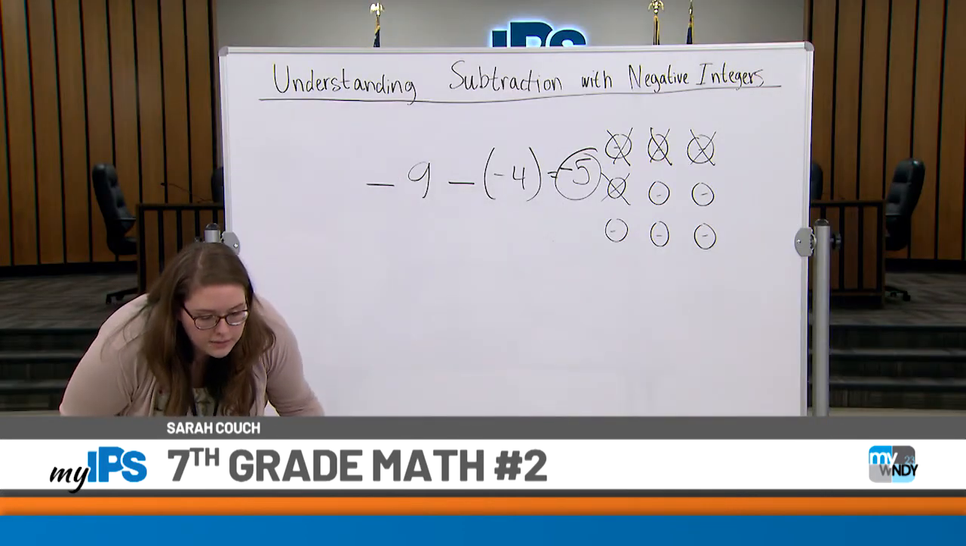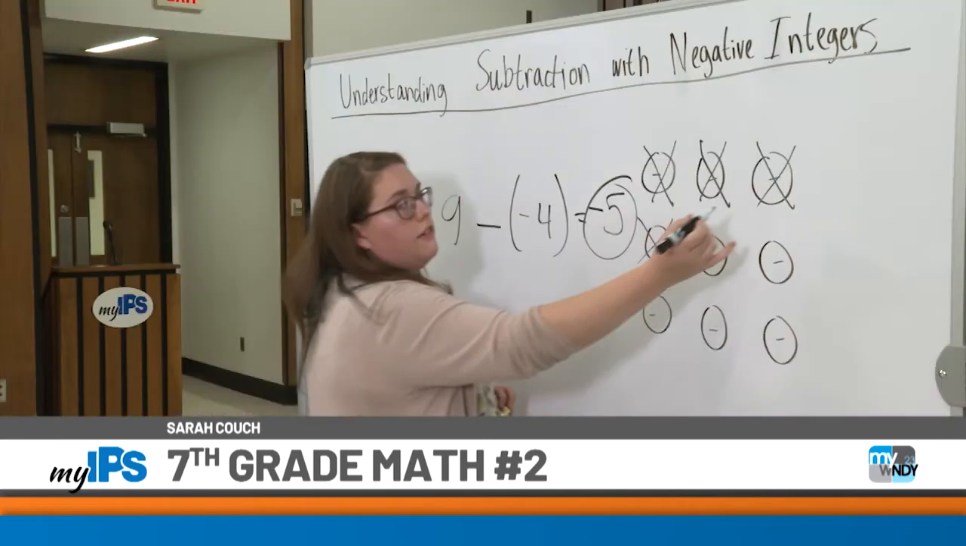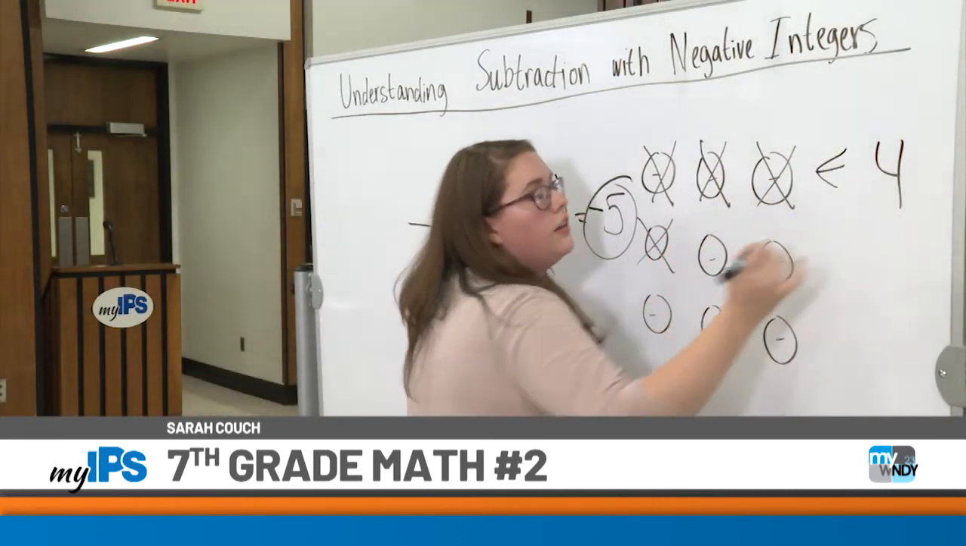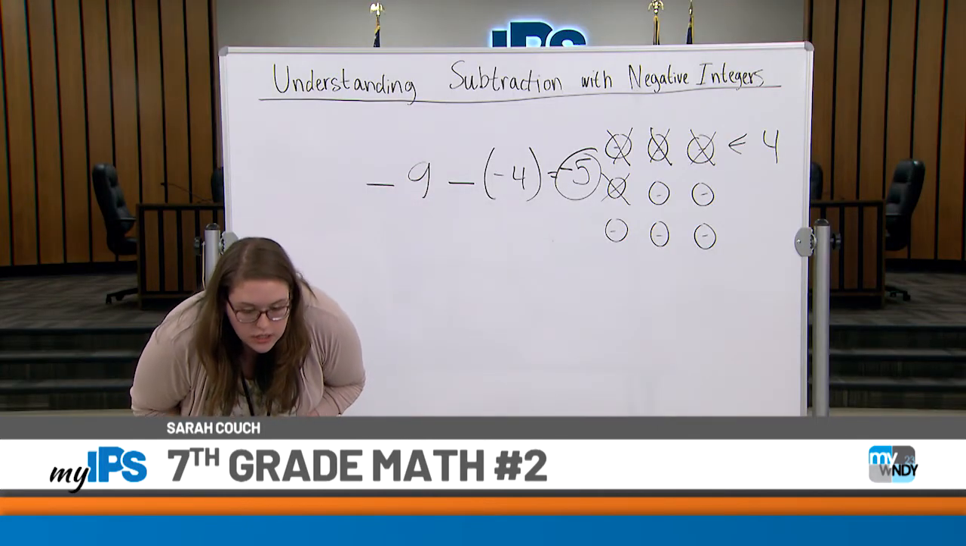All right, so how many negative integer chips did you cross out? We crossed out 4. So go ahead and write that down on that first line underneath the picture. And then on the second line, write the subtraction as addition.